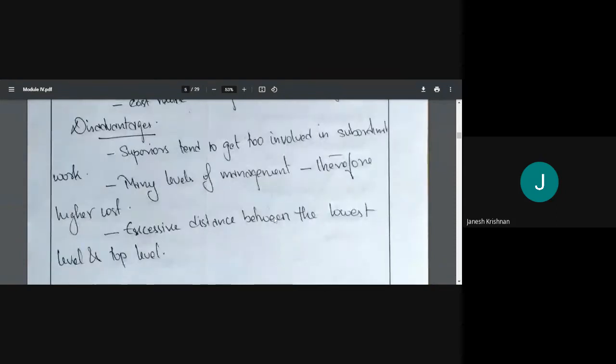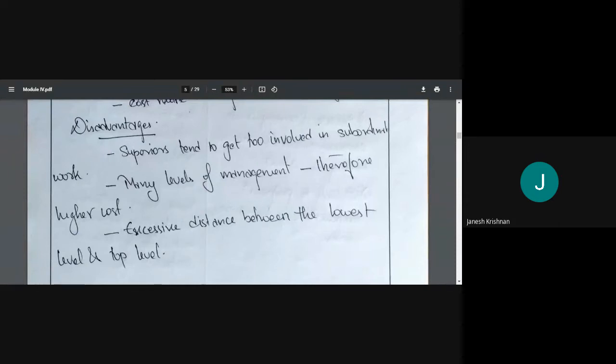Then what are the disadvantages? Superiors tend to get involved in the work. Because he's having only 2 persons under him, or 4 persons under him, or the guide is having only 2 groups, the guide will have the time to get involved in them, but that involvement may be too much.